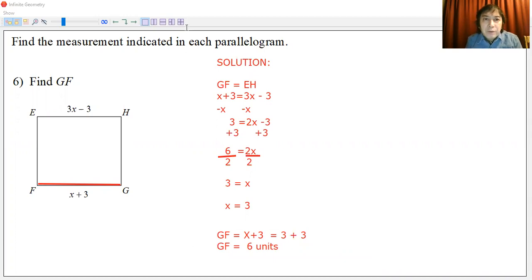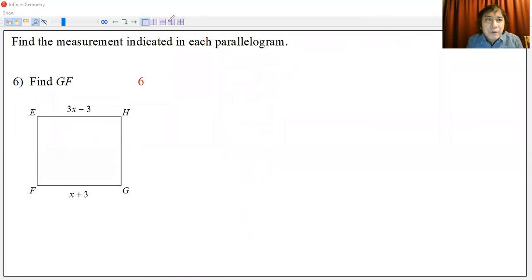Okay, let's check it from the computer. There, it's 6. All right, that's the computer's answer. And here is our answer. There. All right, number 7 now. Let's continue with number 7.